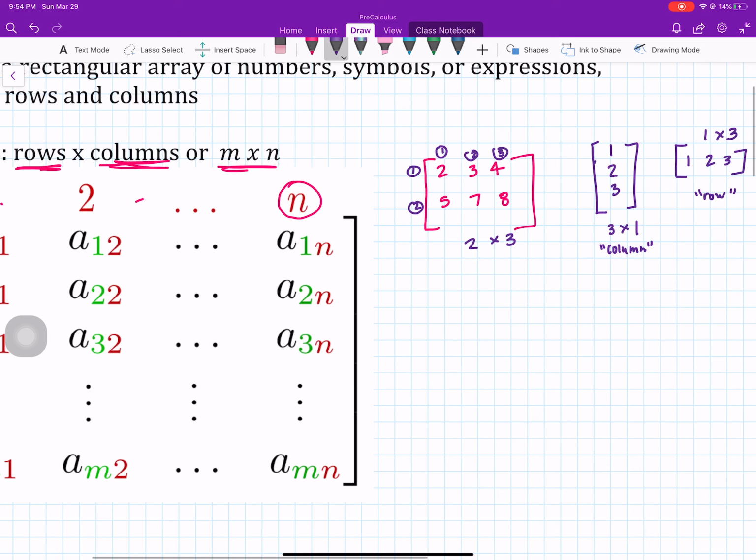And each number in the matrix has a position. So if you're in row 2, column 2, that would be position 2, 2. Or if you're in row 2, column 3, that would be the position 2, 3. Sometimes each number in a matrix is referred to as an element. So I could ask you at any time, what is the element in position 1, 3? And you would go to the first row and then the third column, and you would tell me 4.